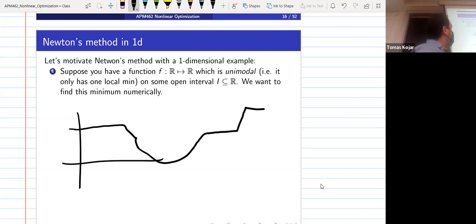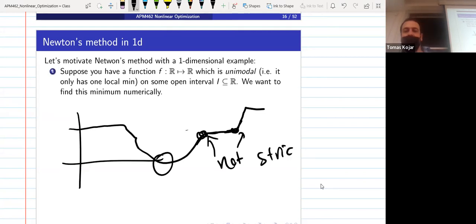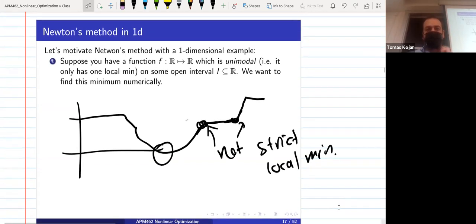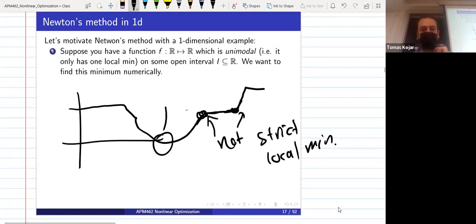Okay, so you have no local minimum. It only has one local minimum. Okay, not global minimum, local minimum. These other points are not local minimum because you are here. You're flat. Here you go up, and here you drop, but here you're flat. Okay, so not strict local minimum. Okay. So that's unimodal, and you want to find x star.